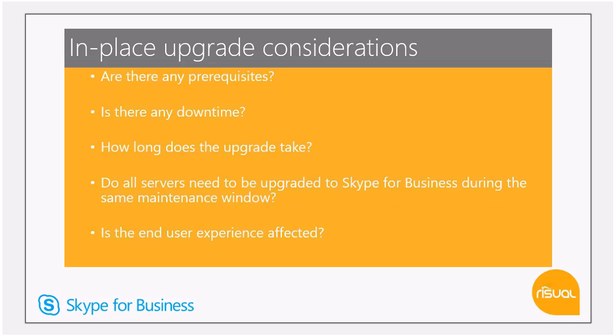If you're using standard edition server and you haven't got enough capacity to stand up a second standard edition server to migrate your users across to, and you do an in-place upgrade on a standard edition server, the users will be down for the entirety of the upgrade, and that upgrade time for an in-place upgrade can take anything between 1 hour and 3 hours to complete, so just bear that in mind.